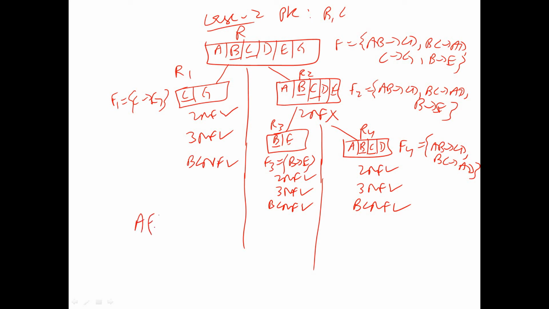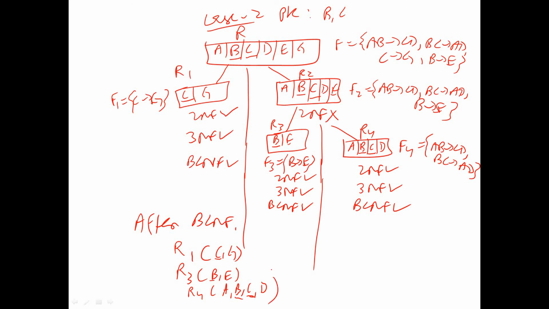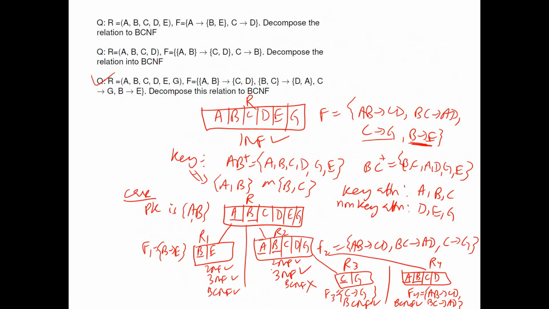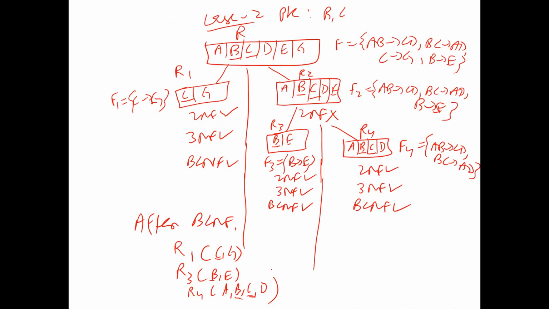So after BCNF, I am getting R1 containing CG. I am getting R3 containing BE, and I am getting R4 containing A, B, C, D. So here I am considering BC as the key, but if I go for case 1 where AB is the key, the tables, if I see, are BE, CG, ABCD. Here also I am finding BE, CG, ABCD. Okay, thank you.